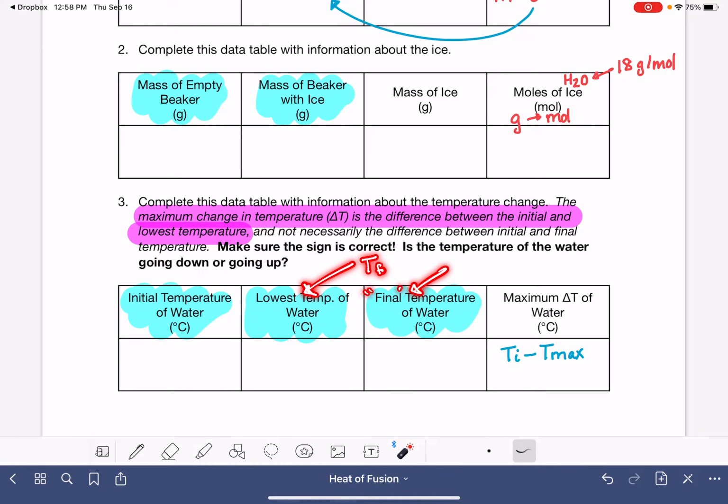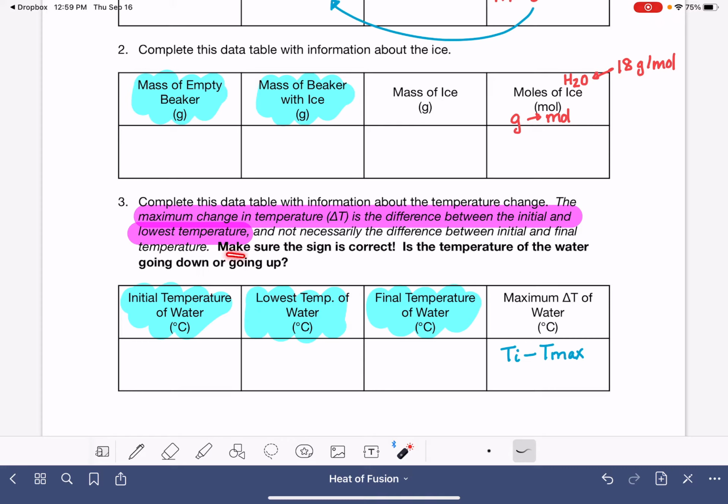This is like a pseudo final temperature. This final just represents the time when you decide to stop collecting data, but it's not necessarily corresponding to the end of the experiment. So it still truly is a final minus initial situation. It is confusing. And so that's why I'm having people write down all three of those numbers.